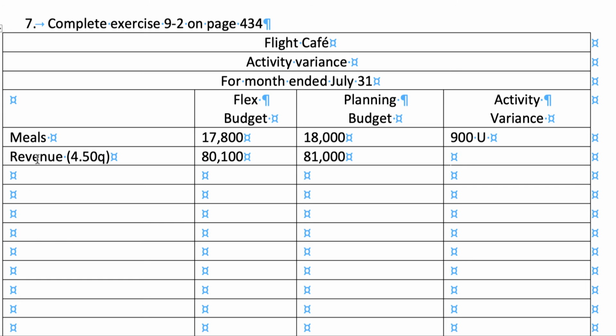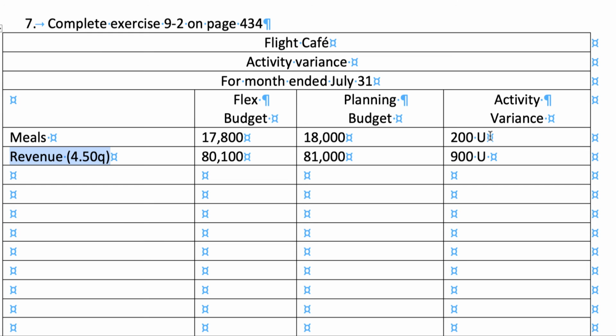Okay, so right off the bat, we can see here that we are $900 unfavorable, right? Let me go back up. I misread my notes, sorry. Here we're 200 meals unfavorable. Okay.